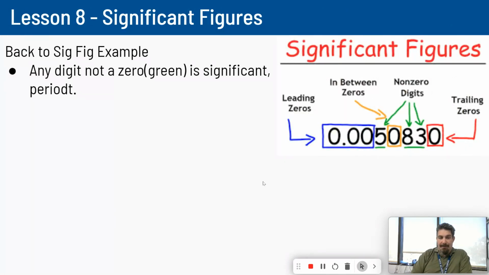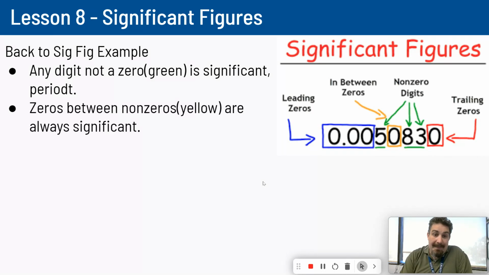Okay, so let's go back to our example. In the example we have here on our screen, any digit that is not a 0, shown in green, is significant, period. So if there's a number that's not 0, that is part of the answer. Zeros between those non-zeros, which is yellow, are also significant.